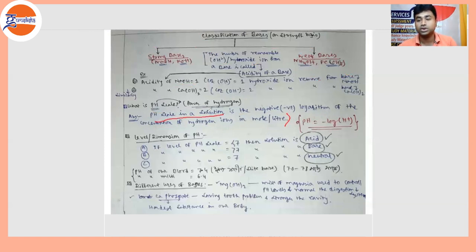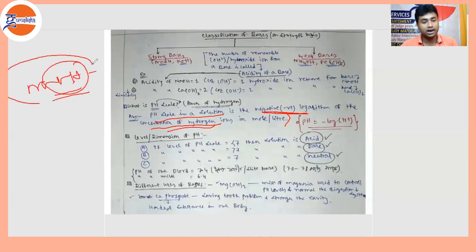This is nothing but a solution in which we take the negative logarithm of the concentration of hydrogen ions. That means in a solution, the negative logarithm of the hydrogen ion concentration gives the pH. The unit of the concentration is moles per liter.